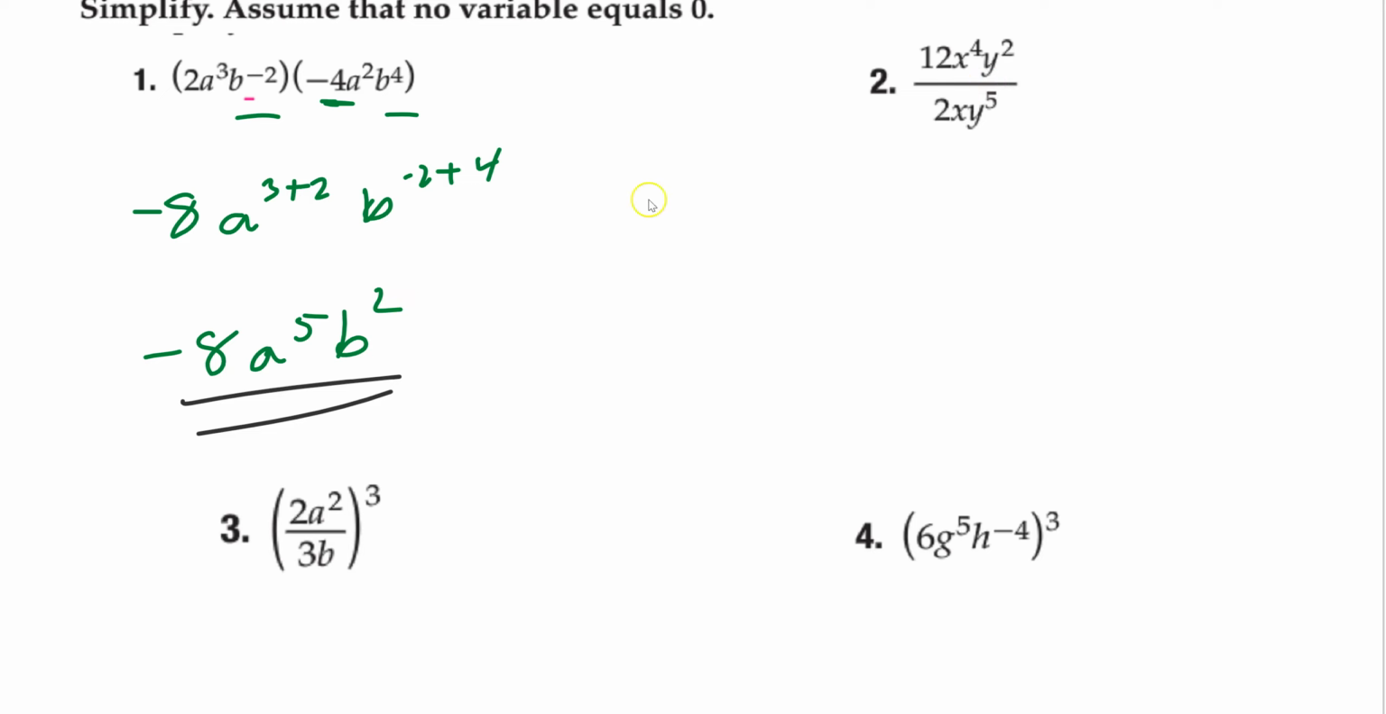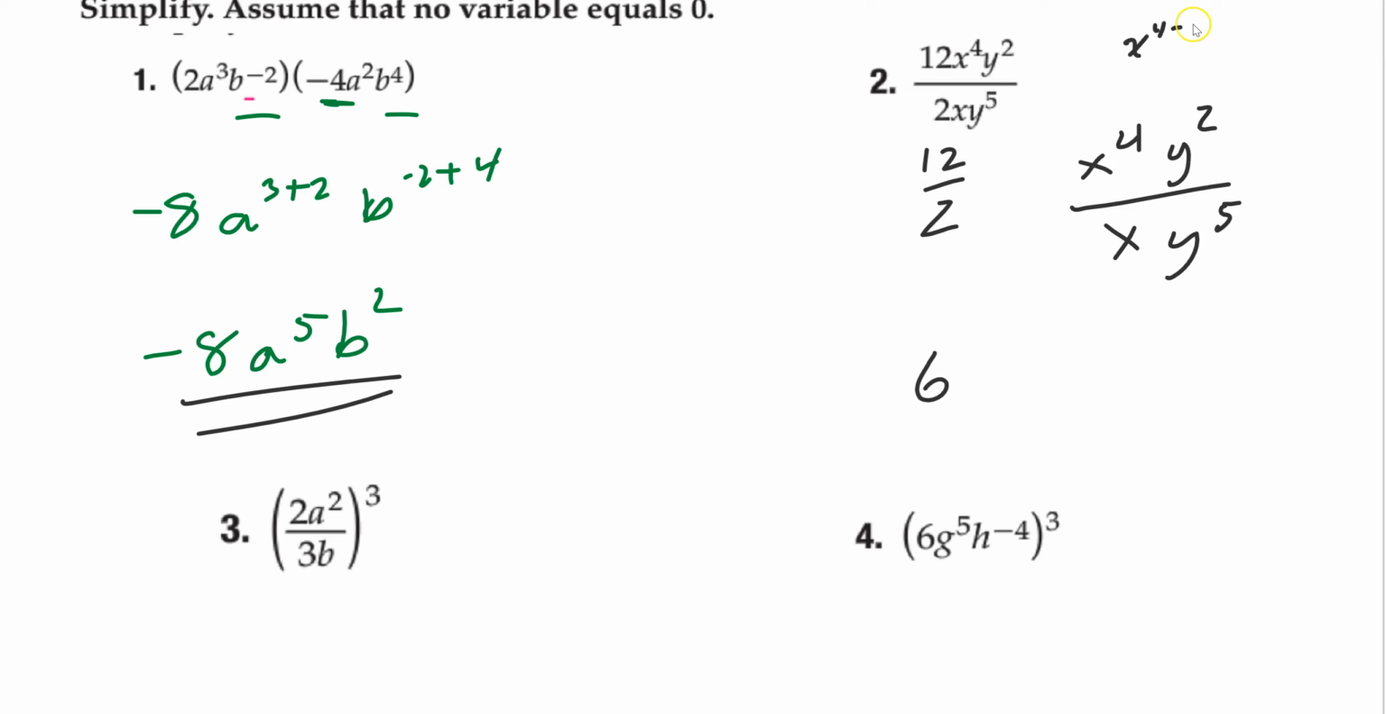No negative exponents, so we're good. This one, right? I always like to separate them out real quick. I like to do the numbers and variables separately so I can see it a little better. So 12 divided by 2 is 6. For x^4 over x, you could do the proper way, which is you subtract x^(4-1). The same thing here, y^(2-5). You get x^3, y to the negative 3.